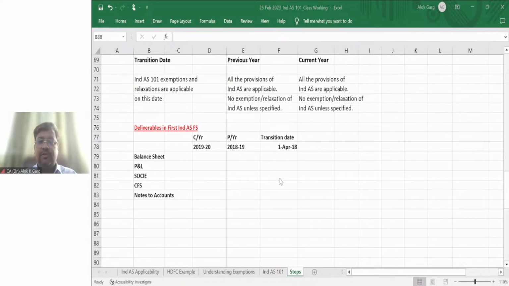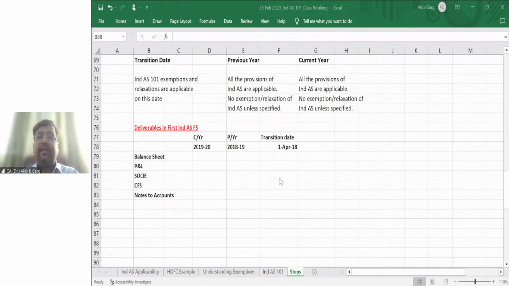Viraj is asking a question: sir, how to apply applicability of Ind AS when there is a difference in net worth and market valuation? If net worth as per books is higher than market value, and vice versa. So Viraj, first of all, market valuation is not applicable and does not make any difference as far as net worth is concerned, right?